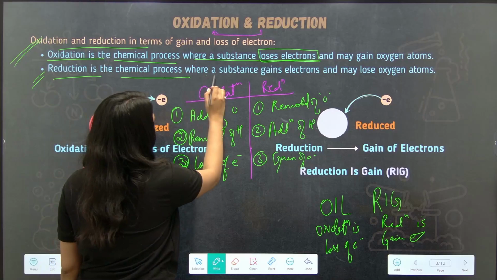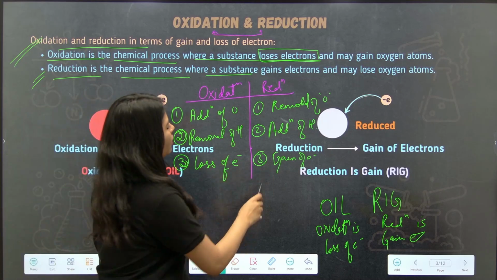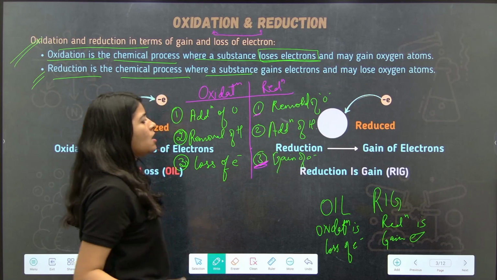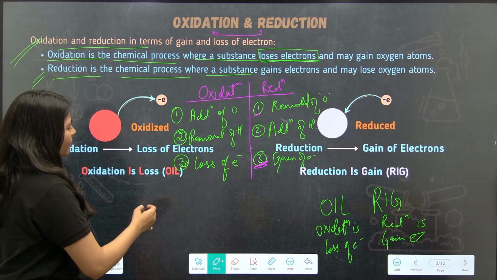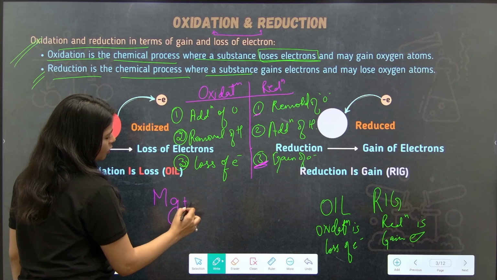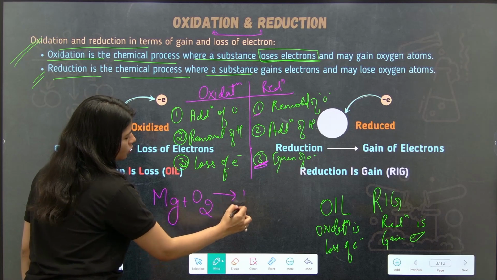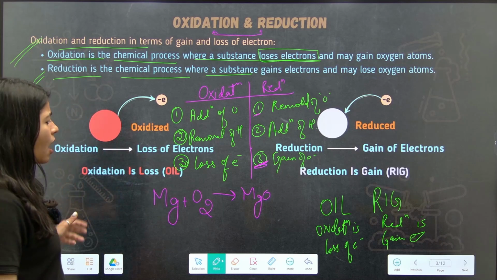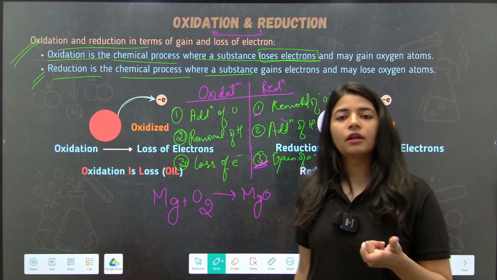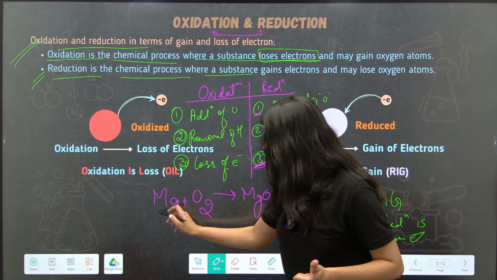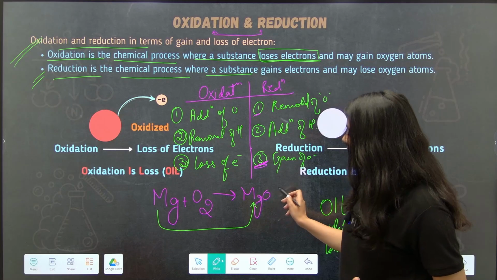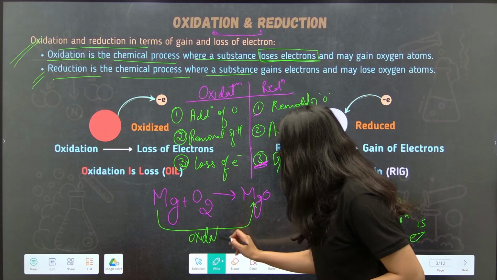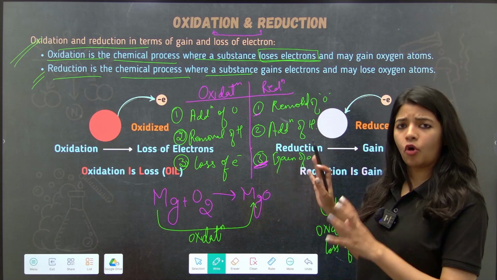Reduction is the chemical process where a substance gains electrons, and may lose oxygen atoms or may add hydrogen. For example, I have Mg. When it is burned in the presence of air, Mg plus O2, it gives MgO, magnesium oxide. So this is a chemical reaction. If I ask you whether magnesium is undergoing oxidation or reduction: because addition of oxygen is taking place here, we can say that this is an oxidation reaction. I hope this is clear.